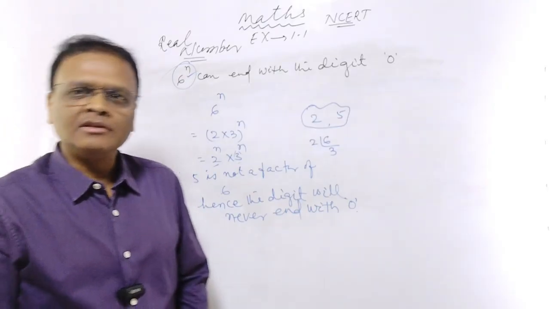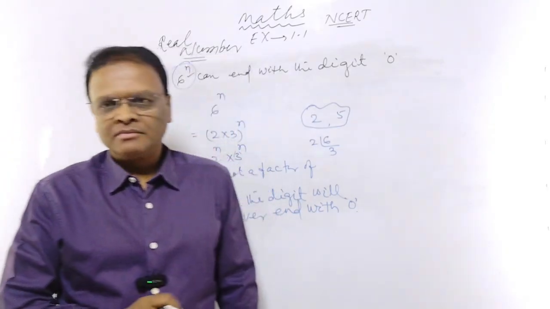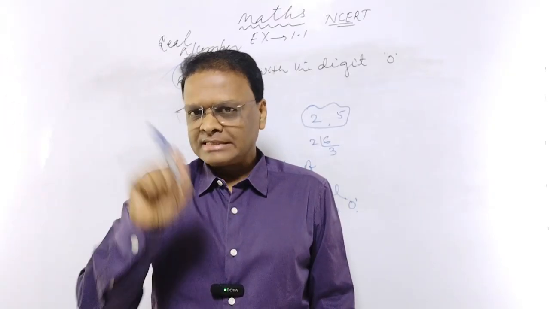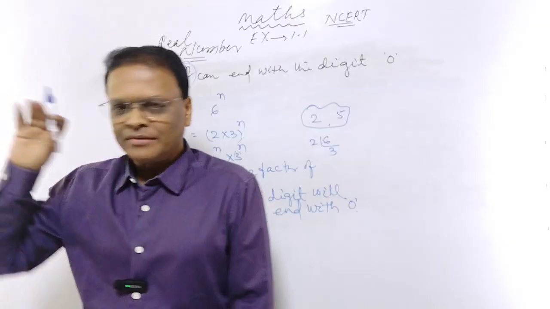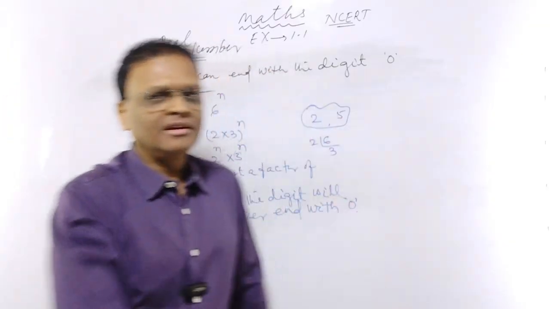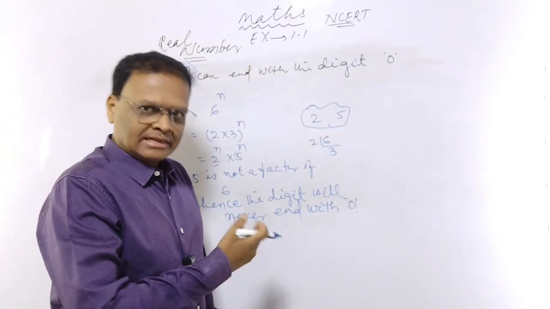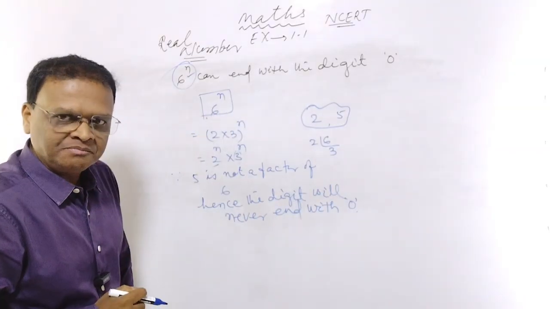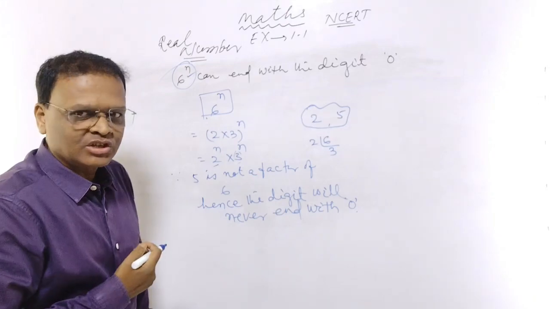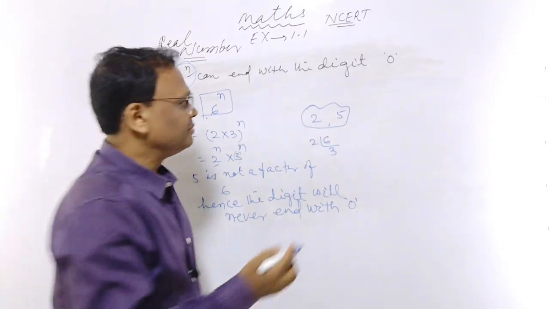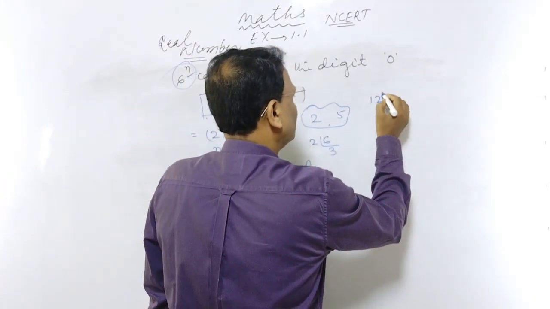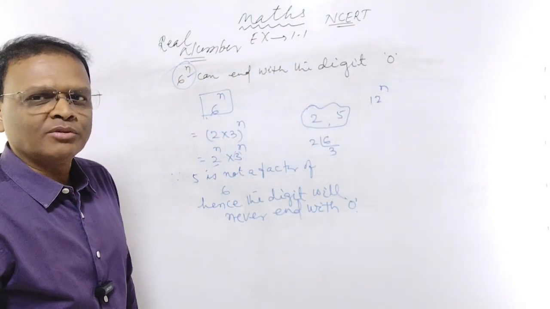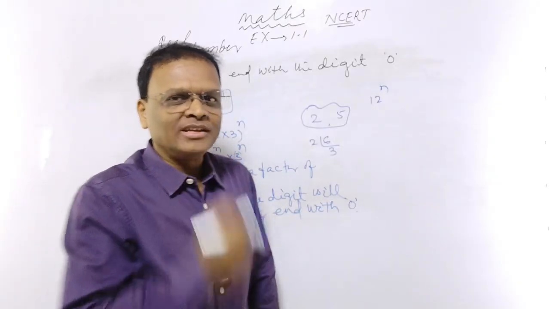Clear? In the first method, we wrote only the powers of natural numbers: 6 to the power of 1, 6 to the power of 2, 6 to the power of 3 and so on, and we noticed the last digit never ended with 0. Second is the prime factors method: whatever value is given, we find the prime factors. Suppose instead of 6 to the power of n, he has given, check whether 12 to the power of n ends with the digit 0 or not. You can easily say no, never. Why? Because 5 is not there either.